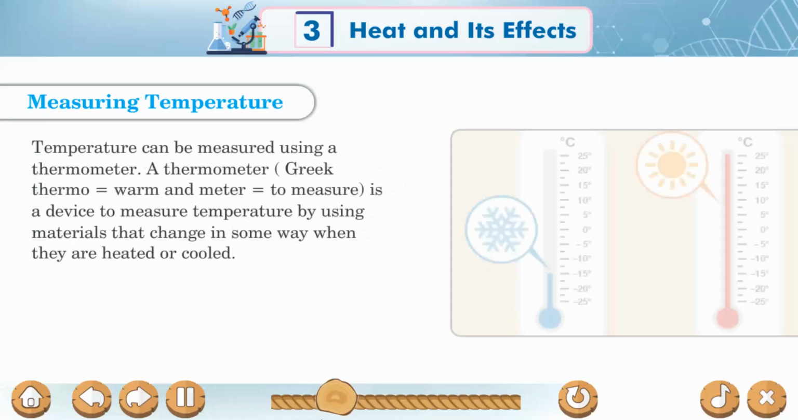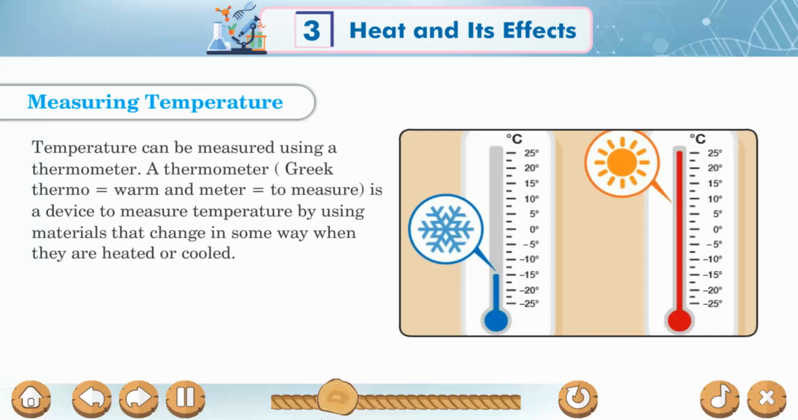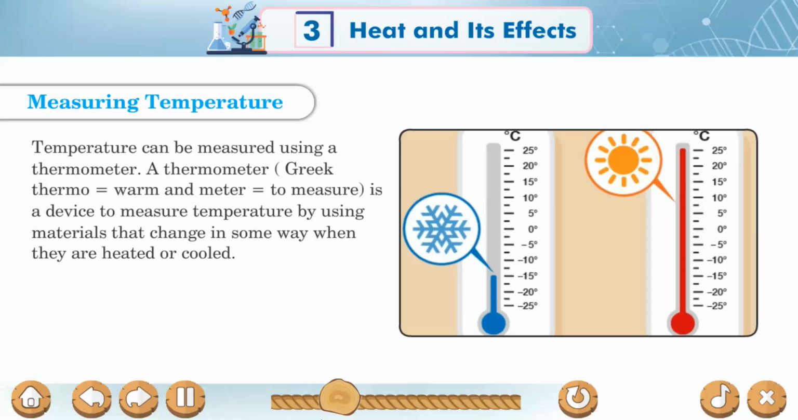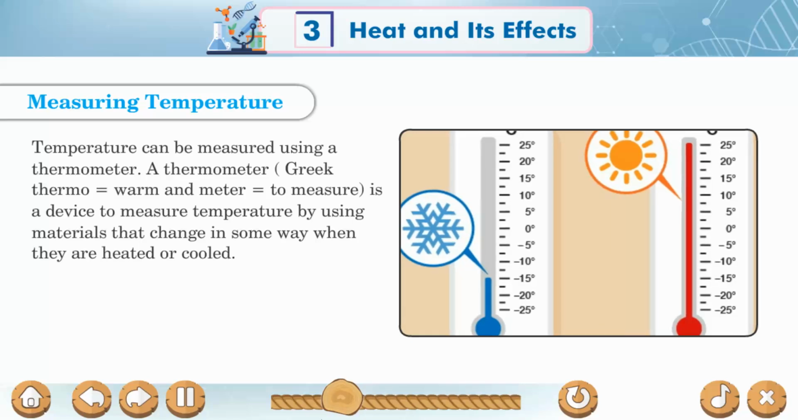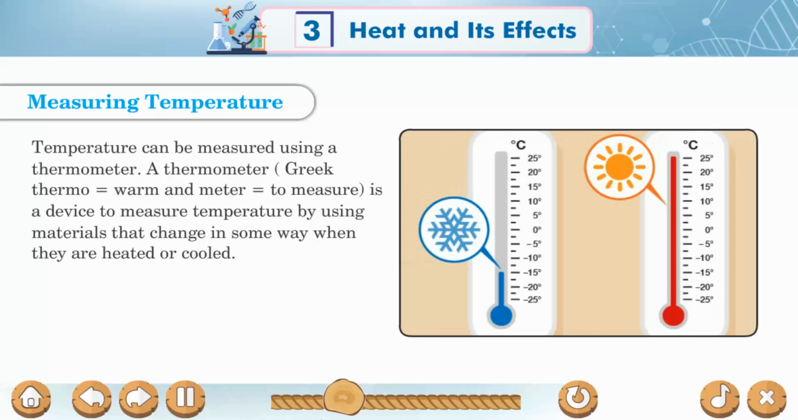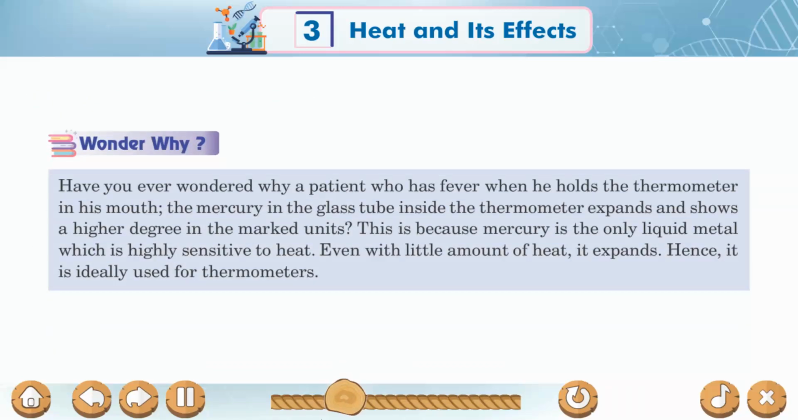Measuring temperature. Temperature can be measured using a thermometer. A thermometer, Greek thermo, means warm, and meter, to measure, is a device to measure temperature by using materials that change in some way when they are heated or cooled. Have you ever wondered why, when a patient who has fever holds the thermometer in his mouth, the mercury in the glass tube inside the thermometer expands and shows a higher degree in the marked units? This is because mercury is the only liquid metal which is highly sensitive to heat. Even with little amount of heat, it expands. Hence, it is ideally used for thermometers.